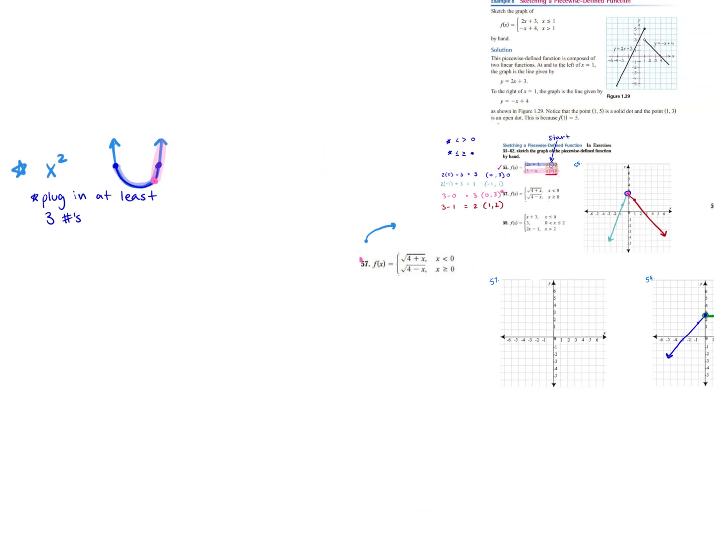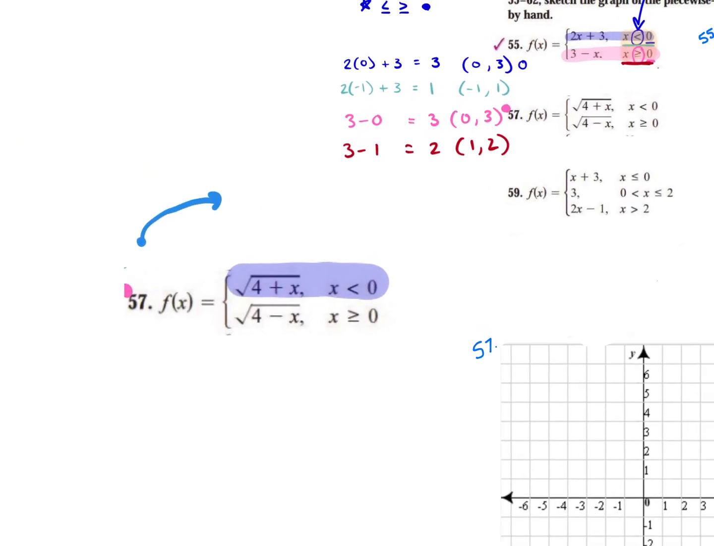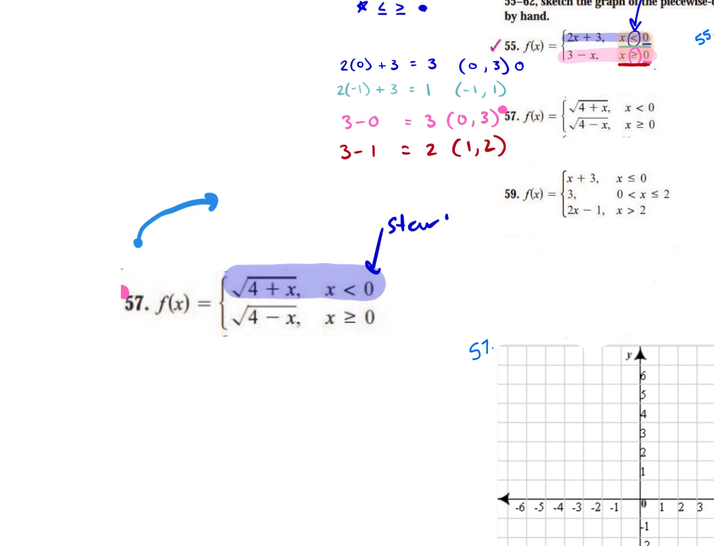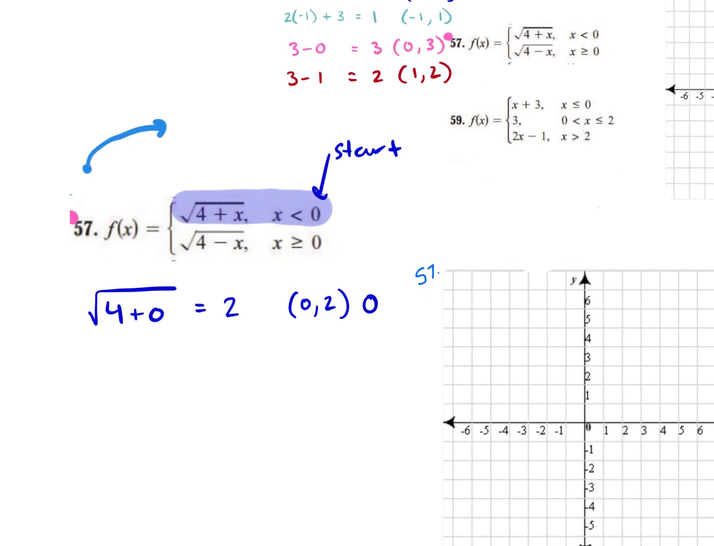All right, let's go back to 57. So with 57, starting with our first piece, what do we want to plug in first? 0. Awesome. Always start with the numbers that are given. So I have the square root of 4 plus 0, which would be the square root of 4, which is what? 2. So what would our first point be? 0, 2. We plugged in 0 for x and got 2 for y. So 0, 2, is this an open or closed circle? Open circle. So I'm going to stay at 0 and go up 2, put an open circle.